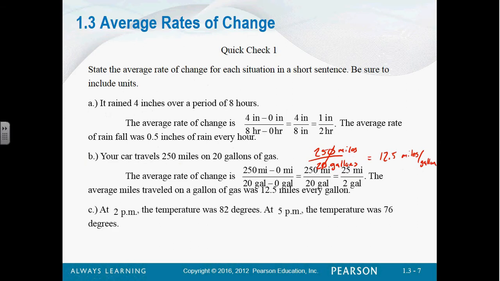At 2 p.m., the temperature was 82 degrees. At 5 p.m., the temperature was 76 degrees. So what's going on here? How much have we changed? 6 degrees in how many hours? In 3 hours. Do we go up or down? The temperature went down, right? So we went down 6 degrees. 6 divided by 3. So we have a negative 2 degrees per hour. So the temperature is decreasing by 2 degrees every hour. Okay?